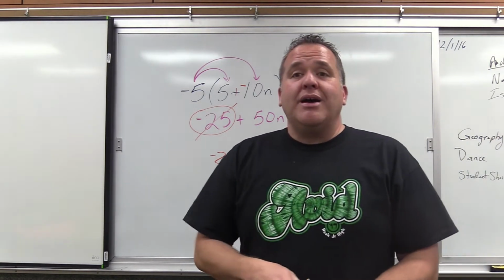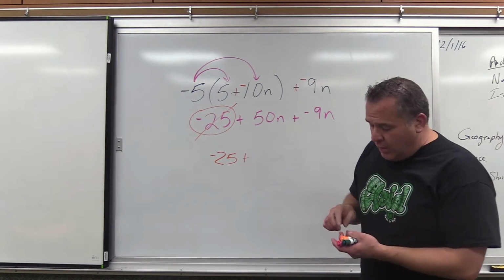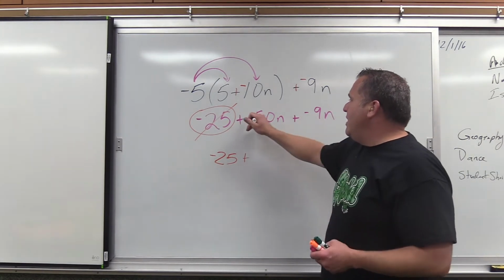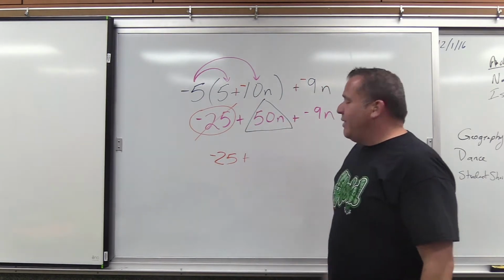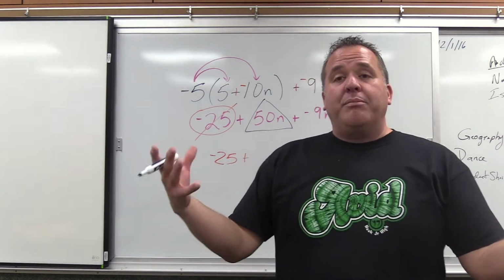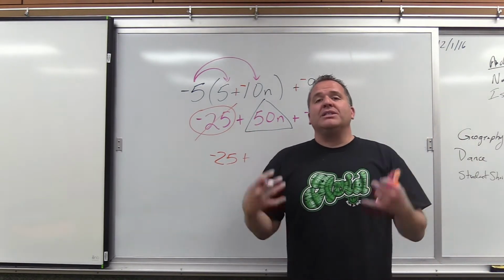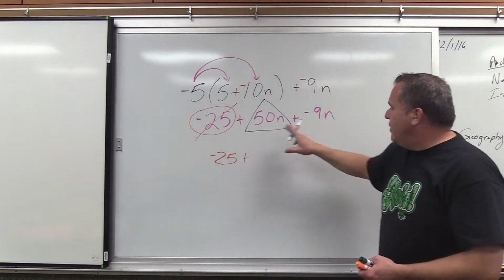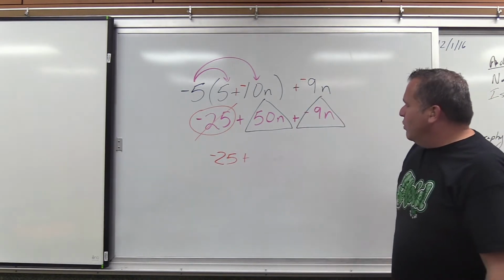And what I'm going to do now is look at the next term, which is 50n. I'll put a triangle around the 50n. If I put a triangle around the 50n, I'm looking for another term in my problem that has an n. There's one right there. See how there's an n? So I'm going to put a triangle around that.